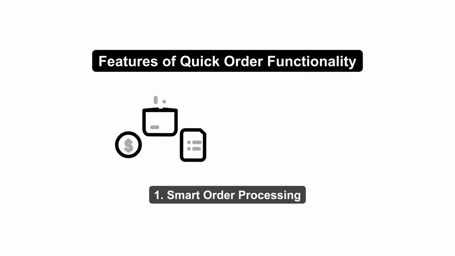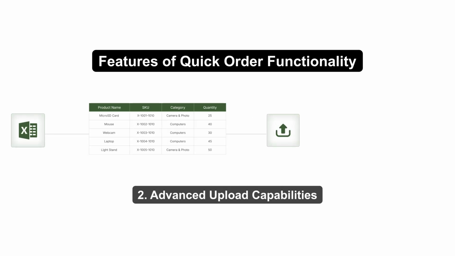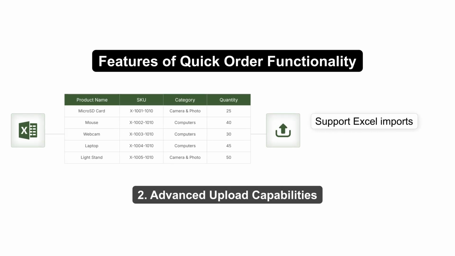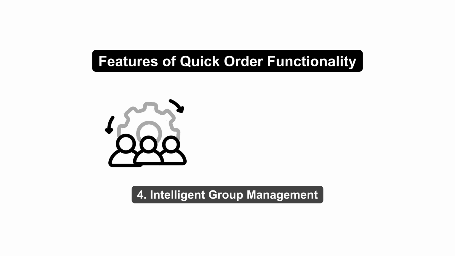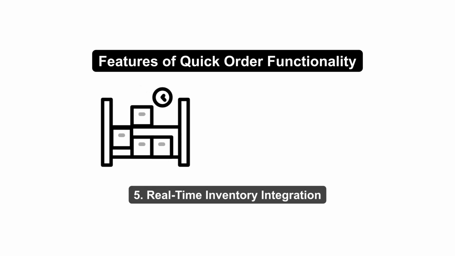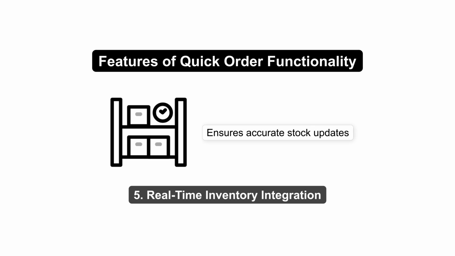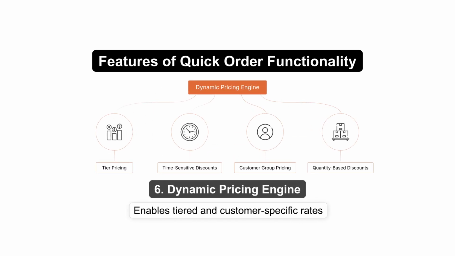Smart Order Processing provides real-time validation and price adjustments, and advanced upload capabilities support Excel imports for easy data handling. Customizable order forms let users personalize fields, and Intelligent Group Management offers customer-specific pricing. Real-time inventory integration ensures accurate stock updates, while the dynamic pricing engine enables tiered and customer-specific rates.